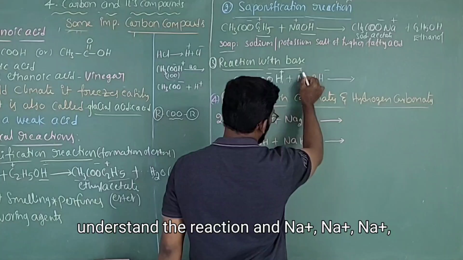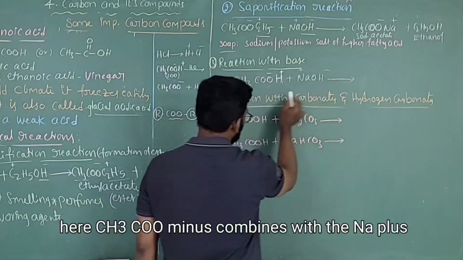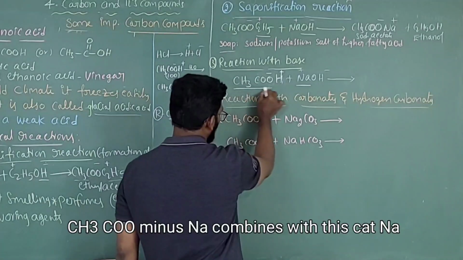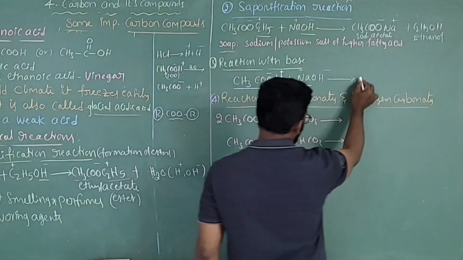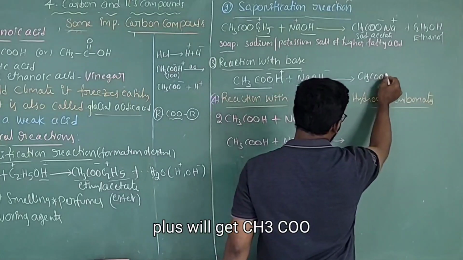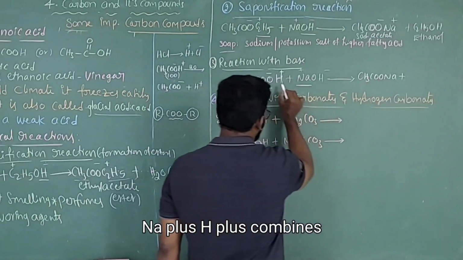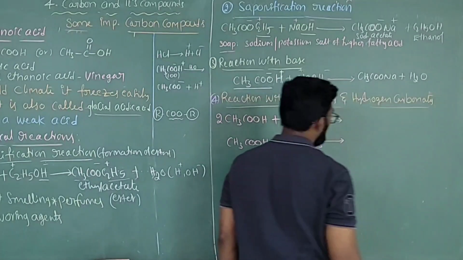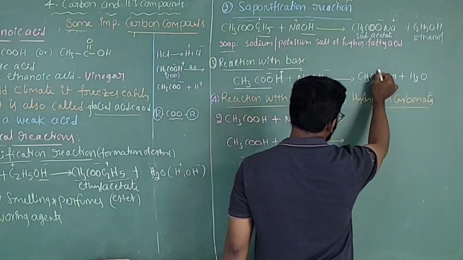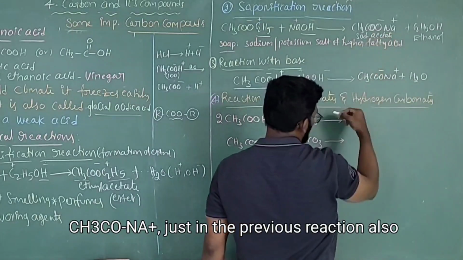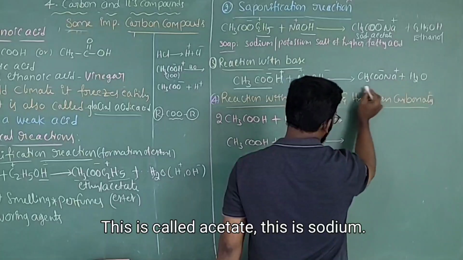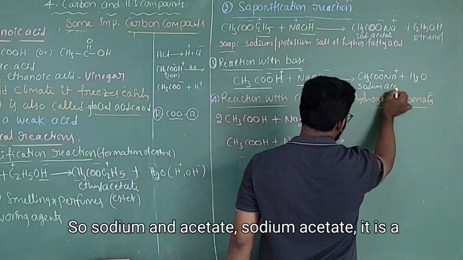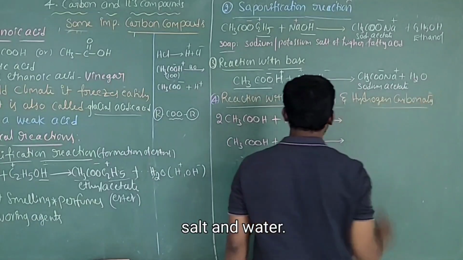And NaOH, Na plus and OH minus. Here CH3COO minus anion combines with this cation Na plus, and we get CH3COONa. H plus combines with OH minus, and we'll get H2O, water. And what's the name of this compound, CH3COO minus Na plus? Just like in the previous reaction, this is called acetate, this is sodium. First we have to write the name of the cation, sodium. So sodium acetate, it is a salt, and water.